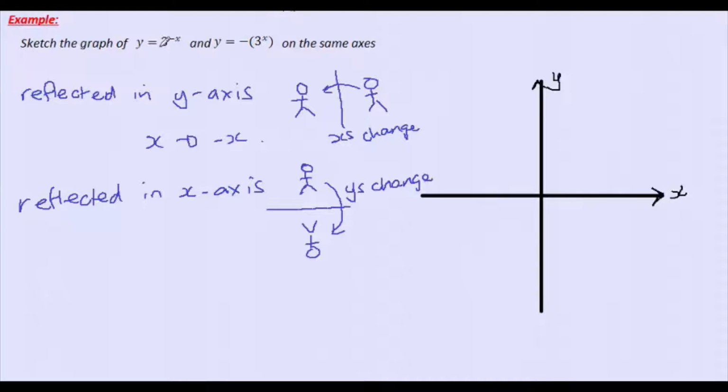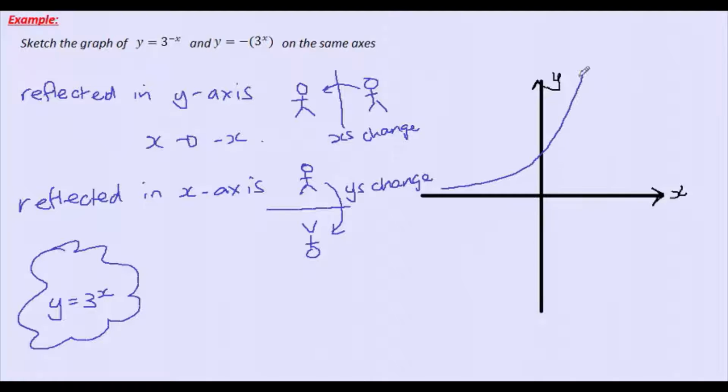So therefore, my original graph, if we imagine that originally we're looking at sketching y equals 3 to the x, then that would have looked something like this. And this point here, of course, is 0 and 1.